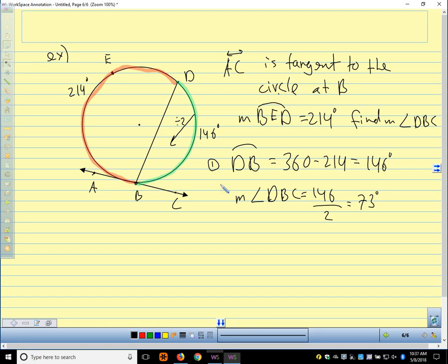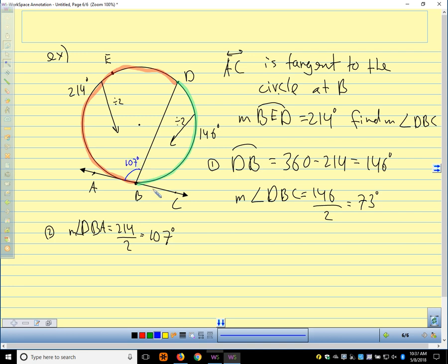The second method. Well, can't we figure out what that angle is from this arc? This vertex is on the circle. Don't we divide by 2 to get that angle? So our second method, we could say the measure of angle DBA is 214 divided by 2. Well, 214 divided by 2 is 107.